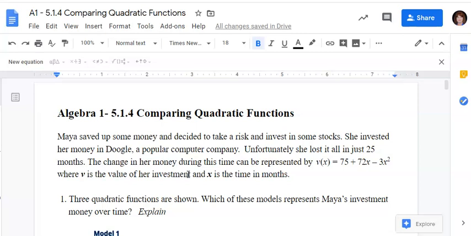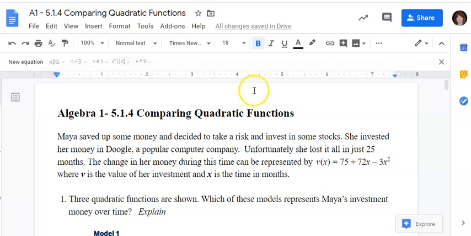Maya saved up some money and decided to take a risk and invest in some stocks. She invested her money in Dougal, a popular computer company. Unfortunately, she lost it all in just 25 months. The change in her money during this time can be represented by the function v of x equals 75 plus 72x minus 3x squared, where v is the value of her investment and x is the time in months.